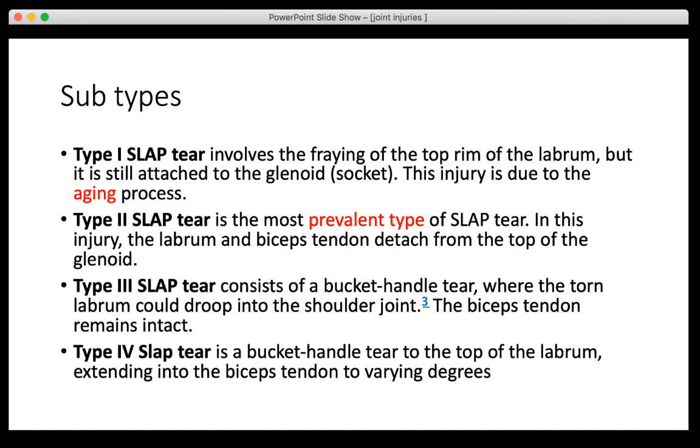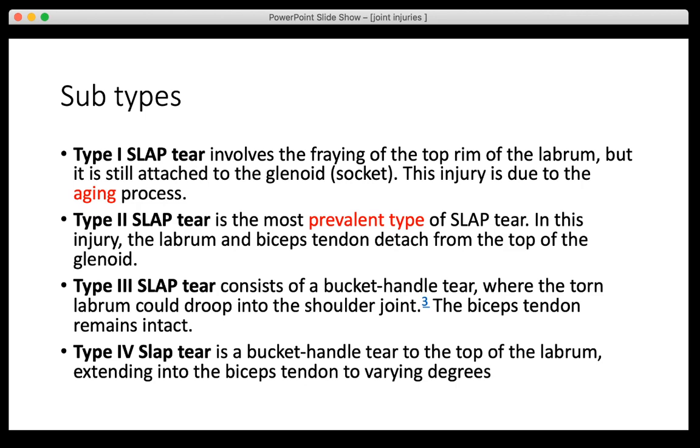Type 3 SLAP consists of a bucket handle tear in your cartilage, and the bicep tendon remains intact in the type 3 case. But on the other hand, when you go to type 4, again the tear is in the labrum, but it also extends to the biceps depending upon the degree. So this is the general morphological detail, meaning what happens in these injuries and how they are classified. They are classified on the basis of the tear and the status of the bicep tendon.